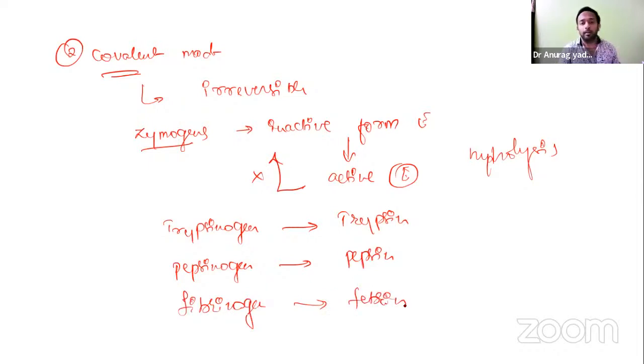When you make the hydrolytic changes, that is the hydrolysis of these enzymes, the zymogens, they are converted into the active form of the enzymes. This is about the irreversible. There are some covalent modifications which can be reversible.